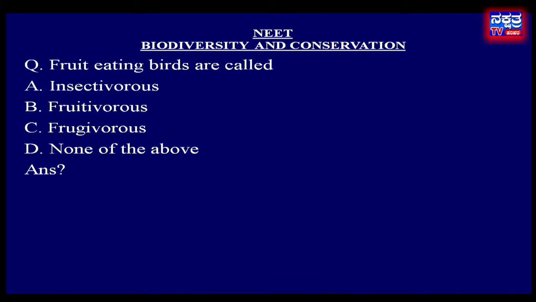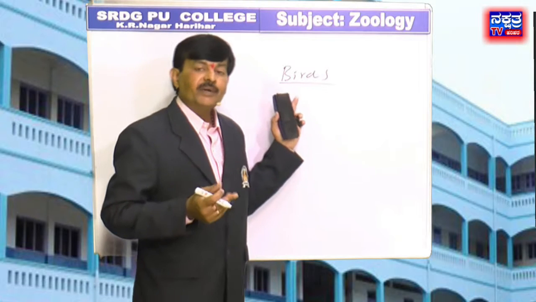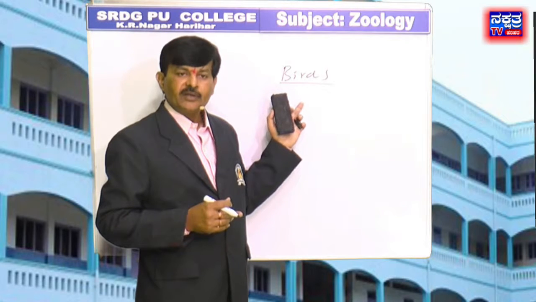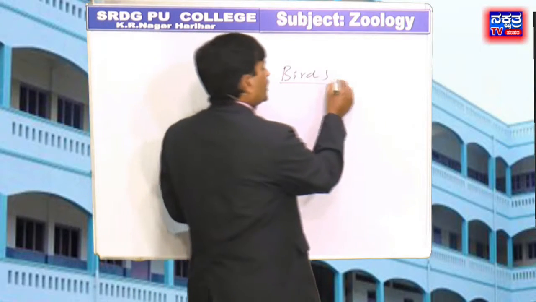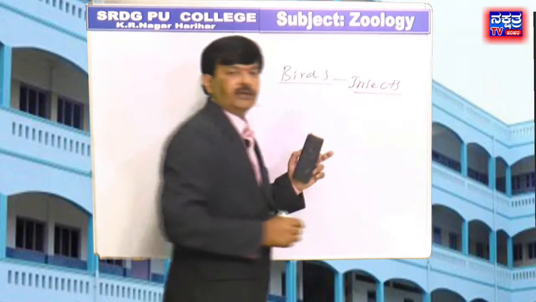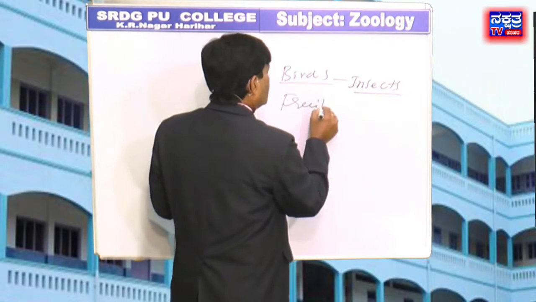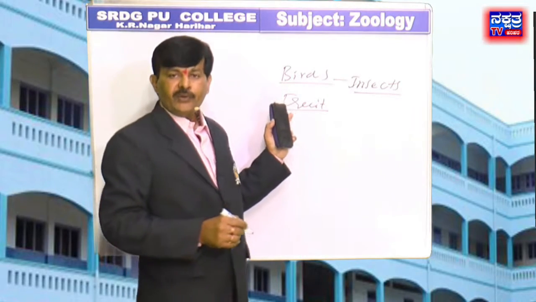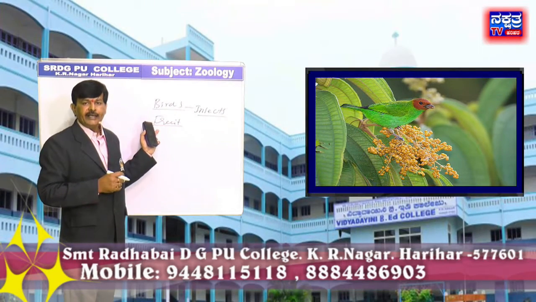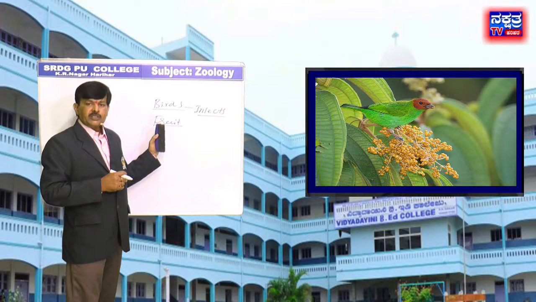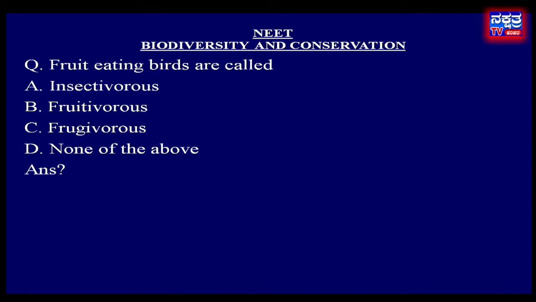Move to next question. Fruit eating birds are called option A, insectivorous, B, fructivorous, C, frugivorous, D, none of the above. Birds are classified into different types like insectivorous, which mainly depend on insects for their food. But the fruit eating birds are called frugivorous. For example, the bird shown in the figure, the bay-headed tanager, is eating melastome fruit. Therefore, option C, frugivorous, is the right answer.